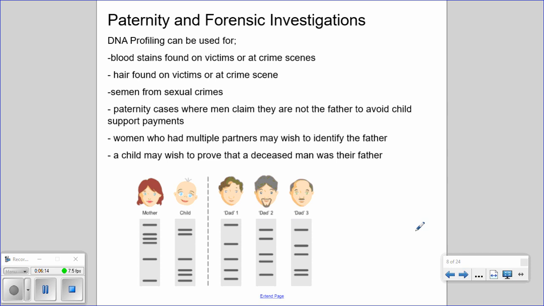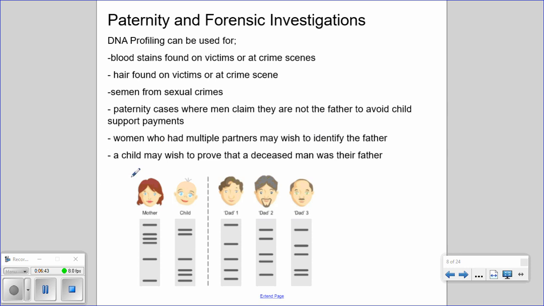DNA profiling can be used in paternity and forensic investigations. It can be used for bloodstains found on victims or at crime scenes, semen from sexual crimes, or paternity cases where men claim they are not the father to avoid child support payments, or women who have had multiple partners may wish to identify the father, or a child may wish to prove that a deceased man was their father.